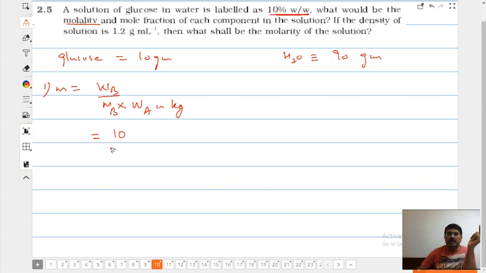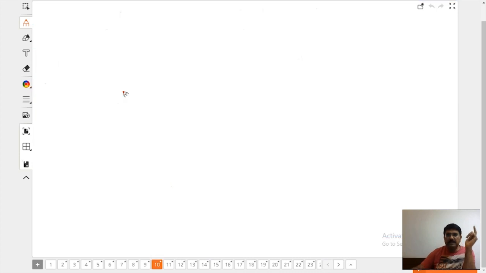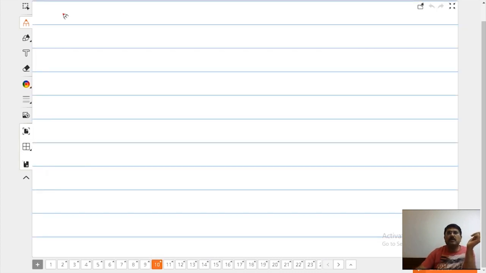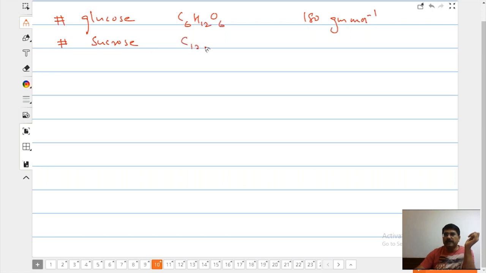So it will be 10. All of you must remember the molar mass or formula of a few common compounds. In this chapter, it will be required. Glucose is C6H12O6. The molar mass is 180 gram per mole. Sucrose or cane sugar is C12H22O11. This is 342 gram per mole. Commit it to memory.